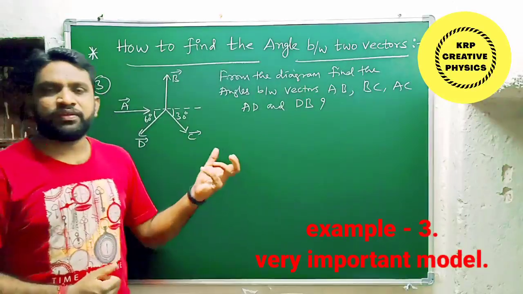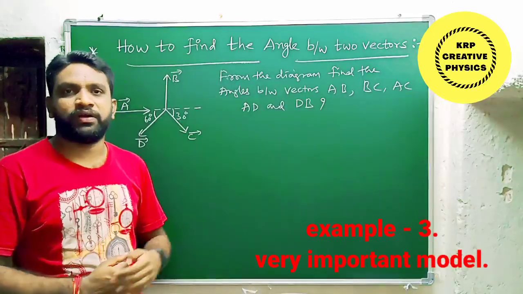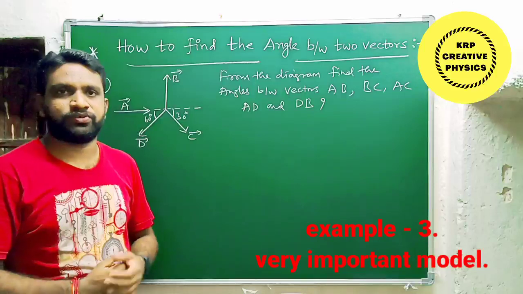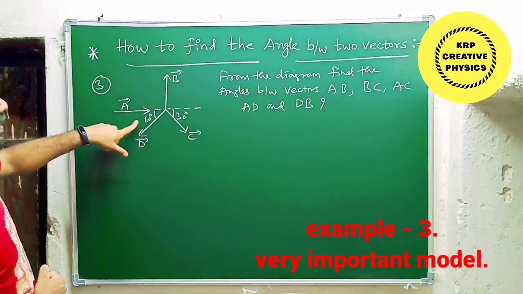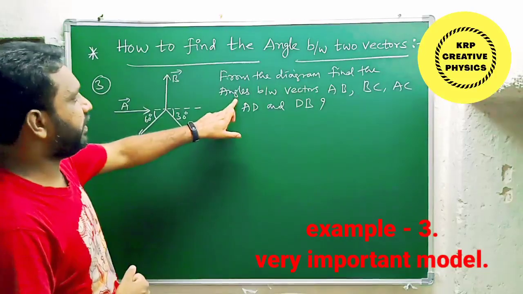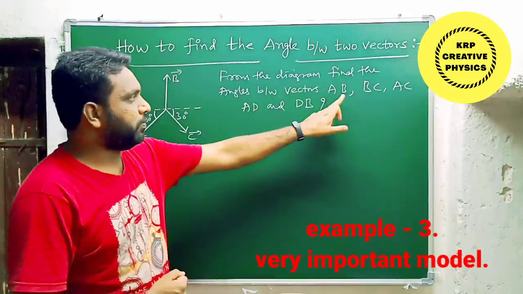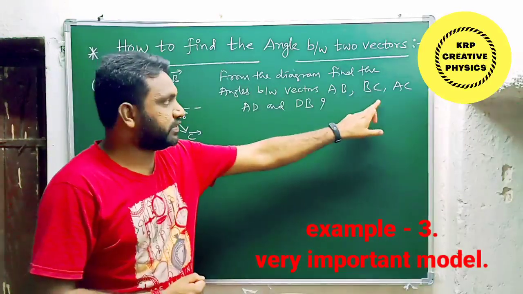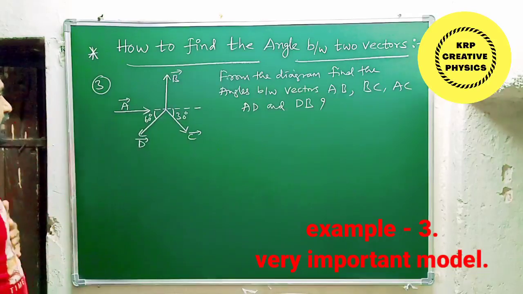Why I am explaining this topic is that this type of question is very important in all types of competitive exams. So that's why I am going to explain all these examples. This is the given diagram. From this diagram, we need to find the angles between the vectors A and B, B and C, A and C, and A and D, and D and B. It is a lengthy one. Try to understand clearly here.